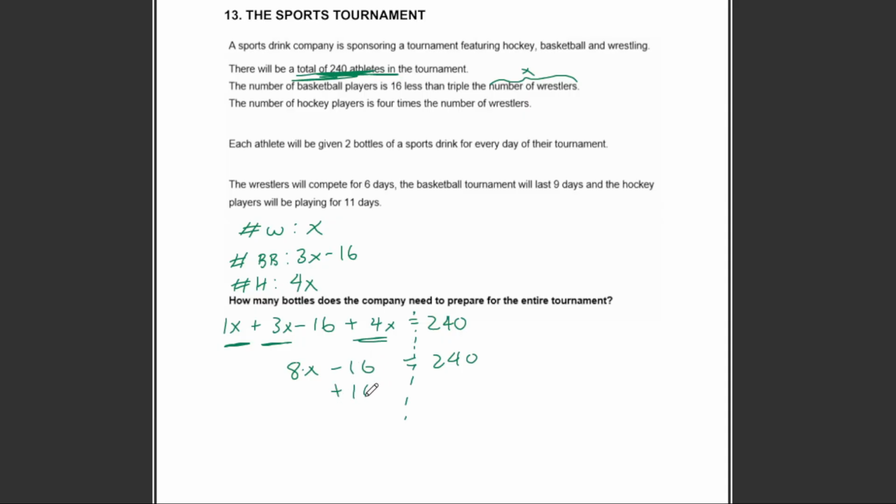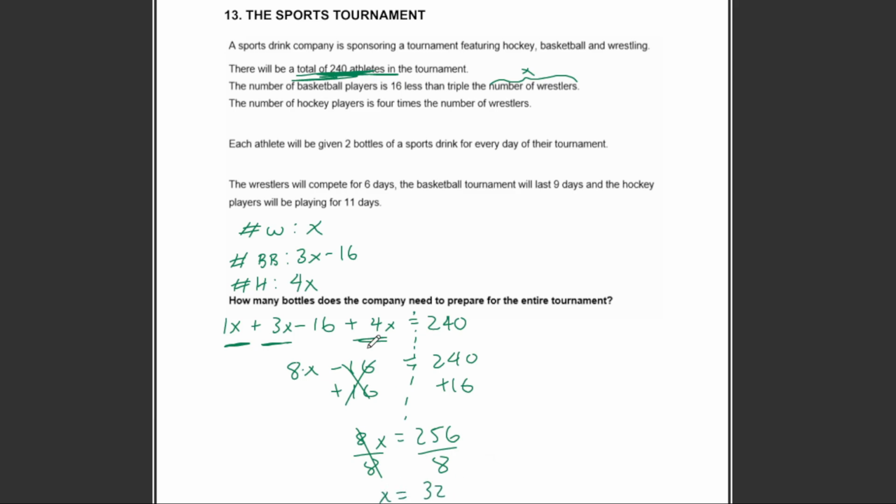I'm going to add 16 on both sides. That goes away. I get 8x is equal to 256. Last but not least here, divide by 8. Divide by 8. That goes away. Okay, so x is equal to 32.